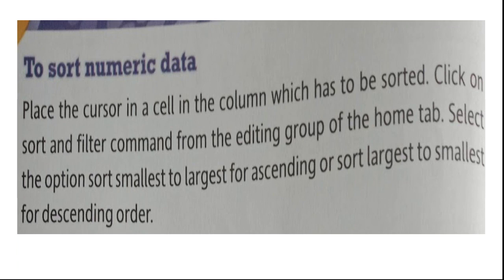Okay, then to sort numerical data, let's say I don't have any names, I have only numbers, and I have to arrange them in numerical order. Then place the cursor in a cell in the column which has to be sorted. Click on the sort and filter command from the editing group of the home tab. Select the option sort smallest to largest for ascending, sort largest to smallest for descending order.